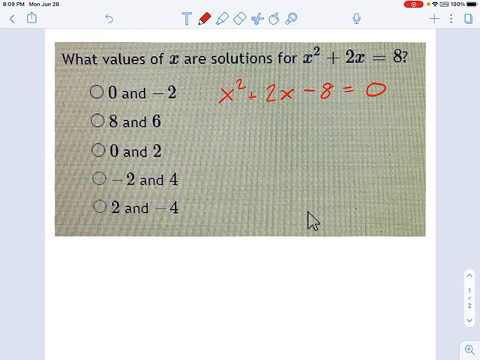And now I can factor this. You see this x squared plus 2x minus 8 is a trinomial. And I can factor that into two binomial terms multiplied together. So it's going to be an x in both parentheses because I want some kind of an x squared. X times x makes x squared. But now I need two numbers that multiply to negative 8, although they add to 2.